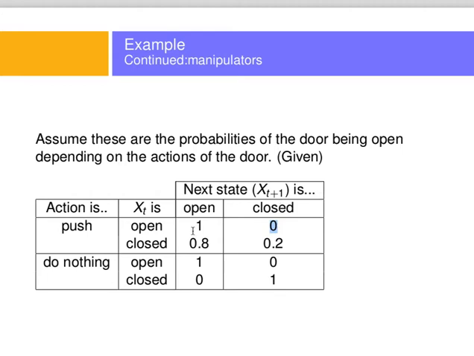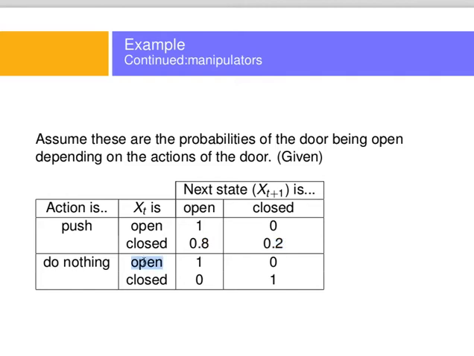Now, if the action is push and the door was closed, there's an 80% chance that I'll open the door. There are really heavy doors that I can't open with a push, and that means that if I push and the door was closed, it'll stay closed with 20% probability.